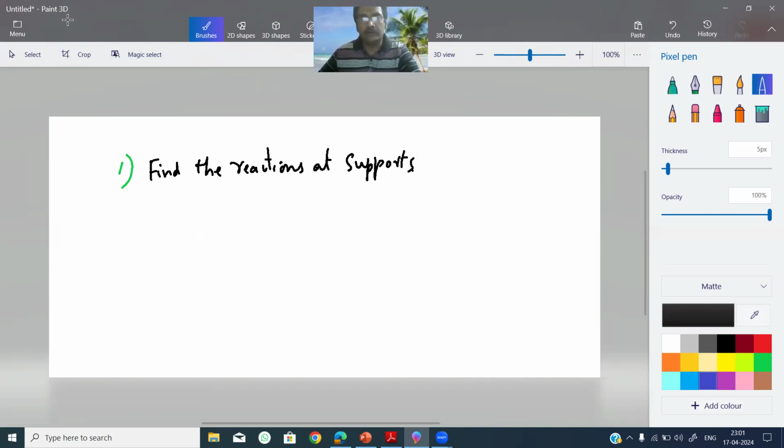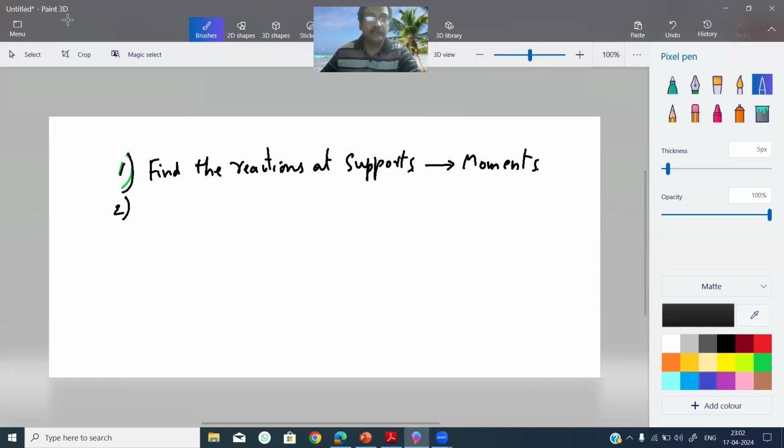This is already known to you. This is by the method of moments. So taking the moments from one support, the other support reaction will come. So sigma Fx equal to 0, sigma Fy equal to 0, and sigma M is equal to 0. By means of that, you are able to find support reactions. This is the same as in the earlier method.